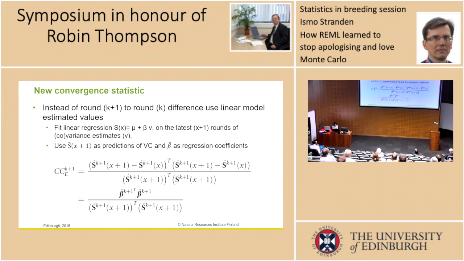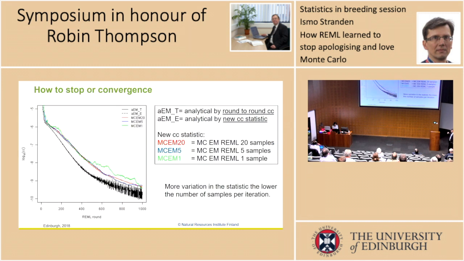So round-to-round predicted values were used. And we used that one. And it gave these kind of figures for the convergence criteria, which are a bit nicer. Now, indeed, again, as the number of samples is low, there is more variation in the convergence criteria, but it's quite stable, even with one sample, the green one. Another thing to note is that the convergence criteria here has a higher value than the round-to-round convergence criteria of the exact REML.